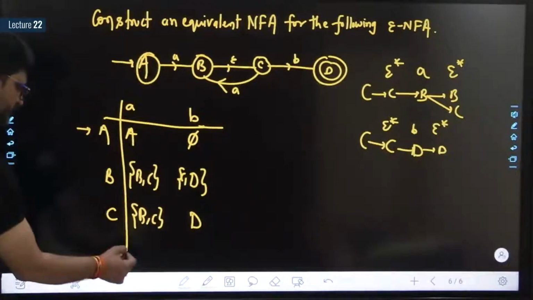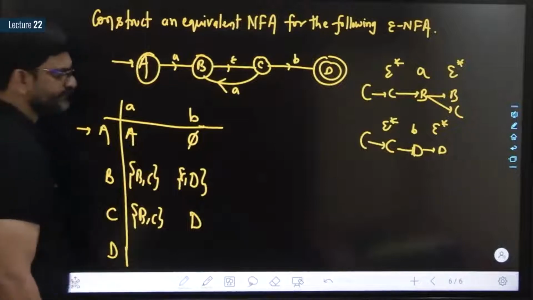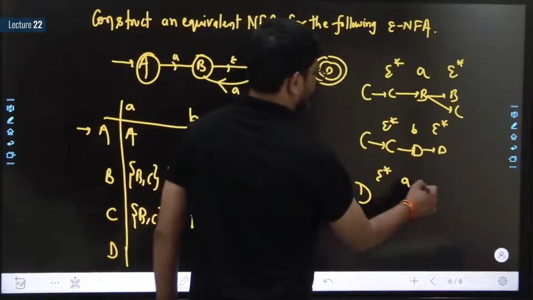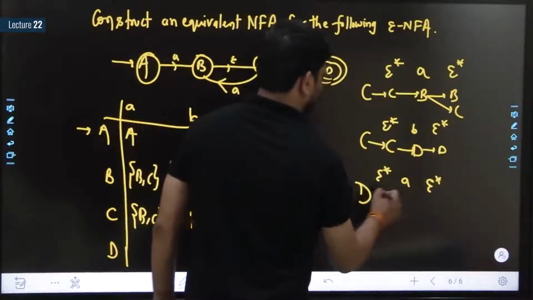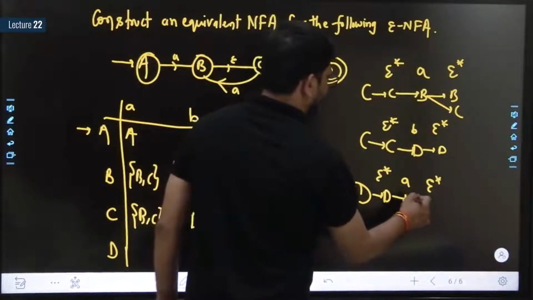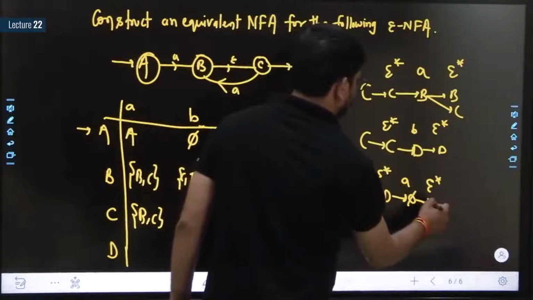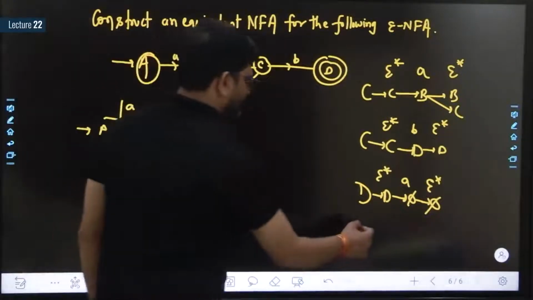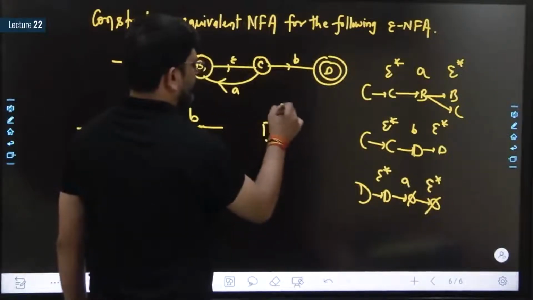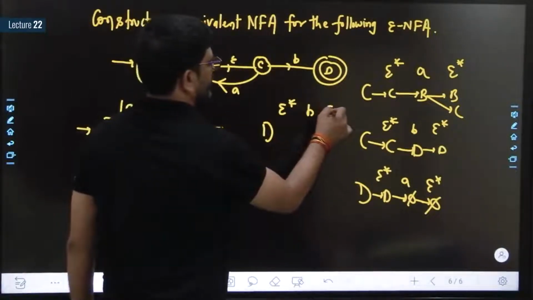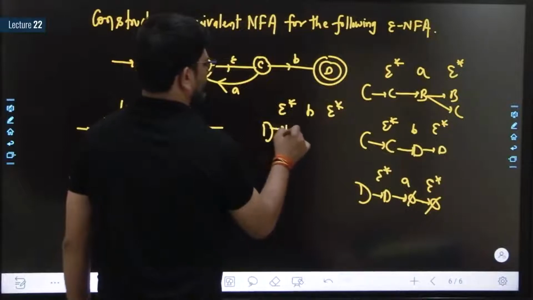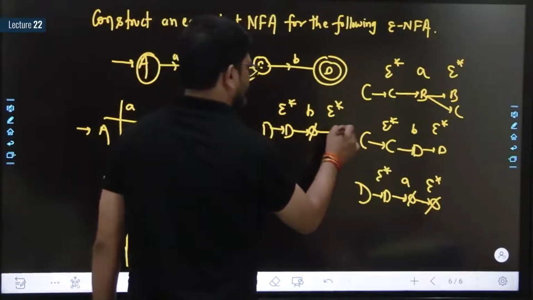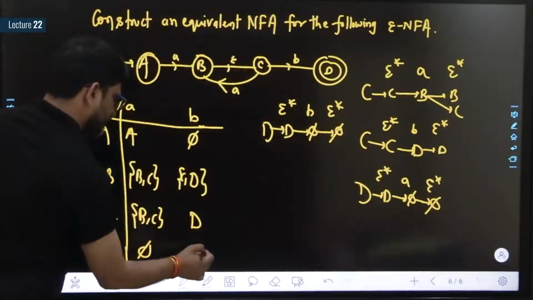Now, D. D, epsilon closure, A, epsilon closure. D on A, phi. Epsilon closure of phi, phi. D, epsilon closure, B, epsilon closure. Epsilon closure of D, D. D on B, phi. Epsilon closure of phi.